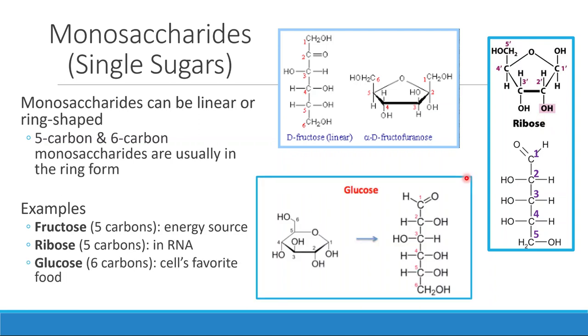We can't forget arguably the most important monosaccharide, and that is glucose. Glucose, again, is your cell's favorite food. So it's a 6 carbon structure, usually exists as a ring, and glucose is what we use to make ATP, to make the energy power for our cell.